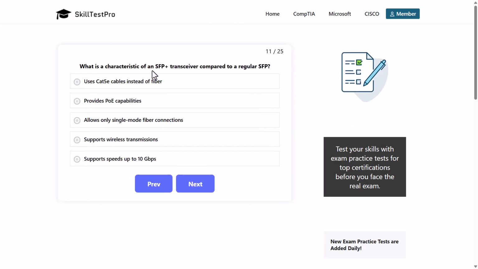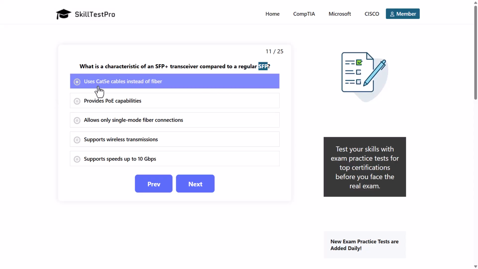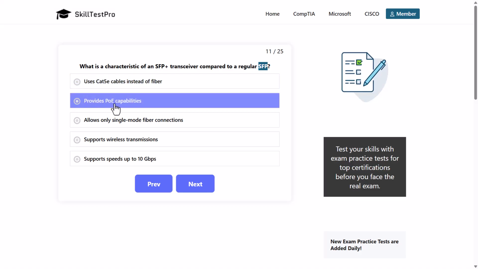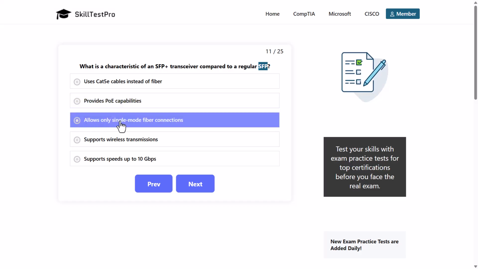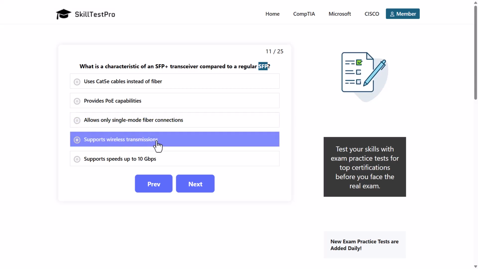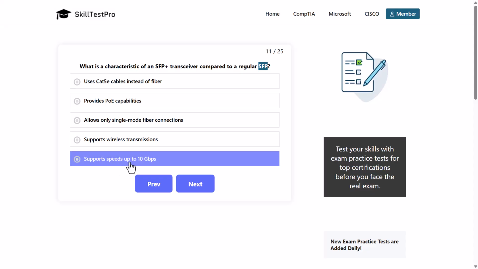What is the characteristic of an SFP plus transceiver compared to regular SFP? So, the difference between SFP plus and SFP simply without plus. It uses Cat-E cables instead of fiber, provides PoE or Power over Ethernet capabilities, allows only single-mode fiber connections, supports wireless transmissions, or it supports speeds up to 10 gigabits per second.